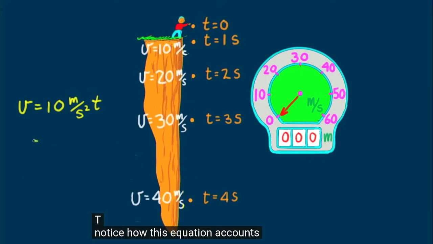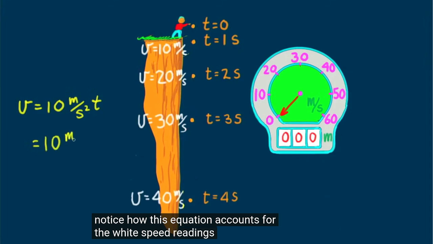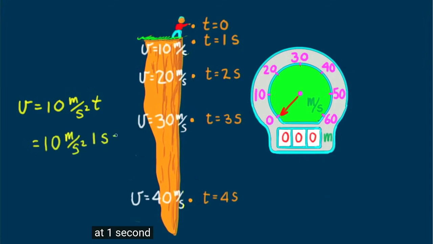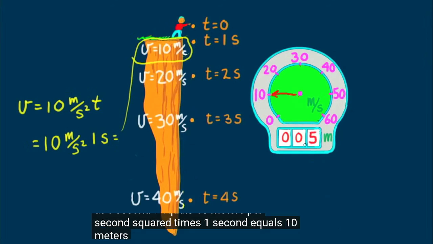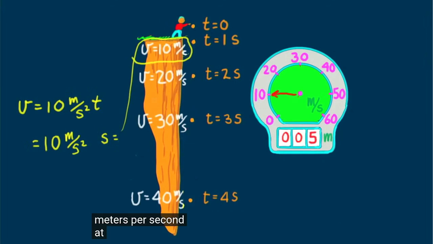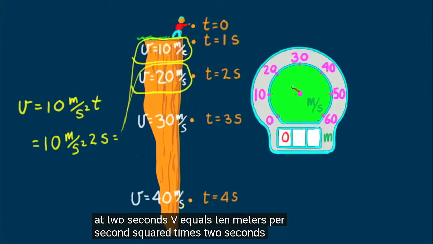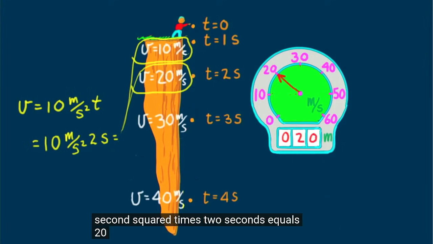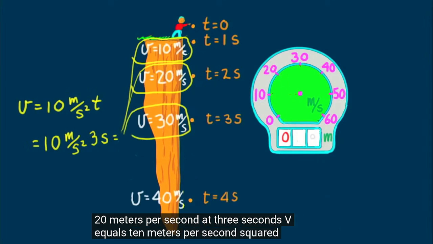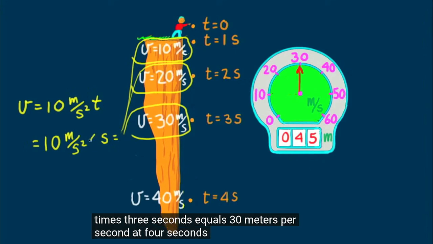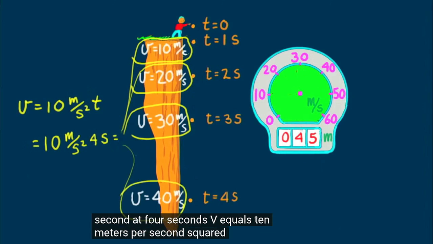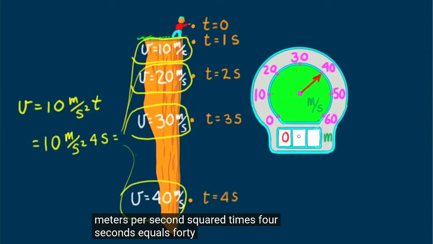Notice how this equation accounts for the speed readings. At 1 second, v equals 10 meters per second squared times 1 second, equals 10 meters per second. At 2 seconds, v equals 10 meters per second squared times 2 seconds, equals 20 meters per second. At 3 seconds, v equals 10 meters per second squared times 3 seconds, equals 30 meters per second. At 4 seconds, v equals 10 meters per second squared times 4 seconds, equals 40 meters per second.